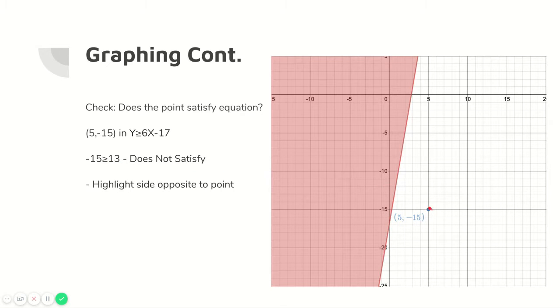Therefore, this point isn't included in this inequality. Therefore, we know that this side doesn't work. Then the opposite side has to be shaded, as any point to the left of this line would work. And then let's say if this point does check out, it does satisfy, and that means that side would work.